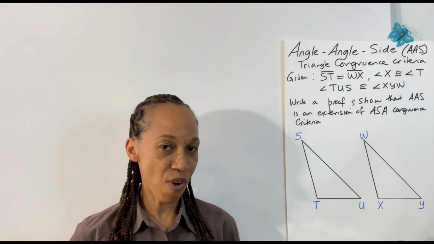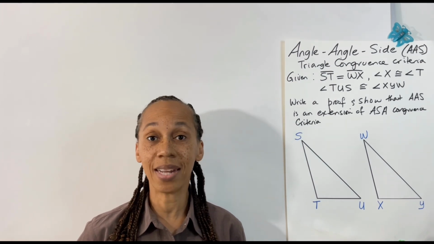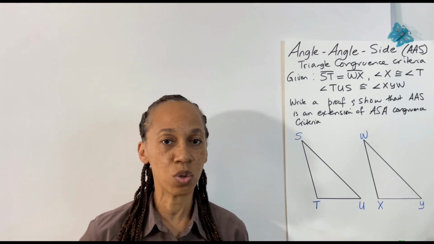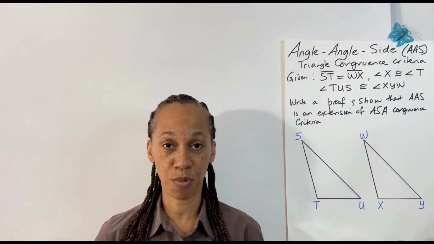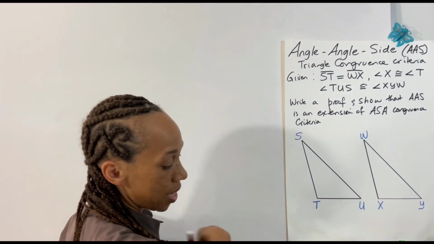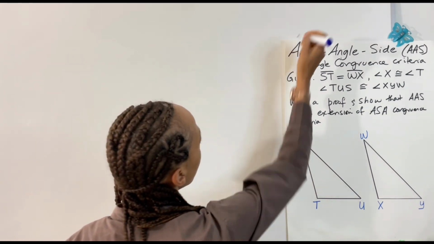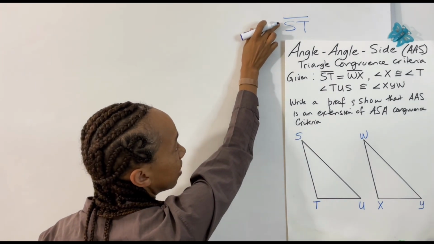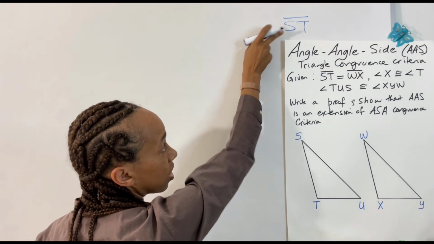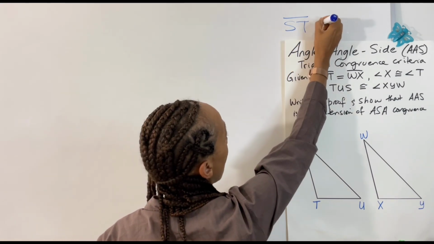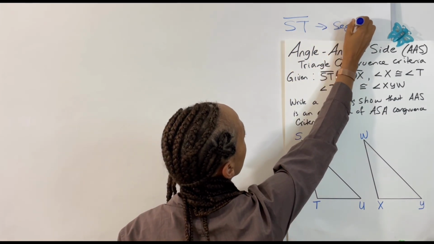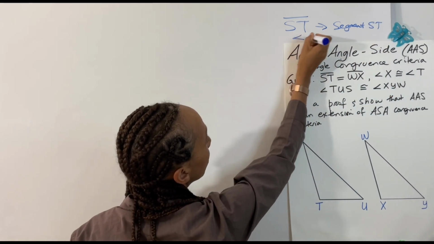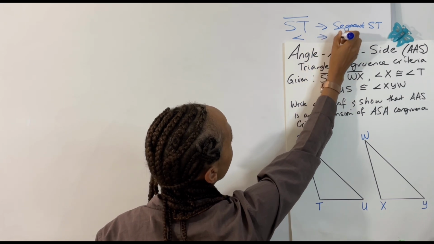So before we get started with writing a proof, I want to show you some symbols and tell you what they mean so that you can identify and relate to it and know what it means when you are writing your proof. So first and foremost, if you are given an example like this, ST, with the line over the letters, this simply means that this is a segment. So that is segment ST. And if you have this symbol here, that simply means that that is an angle.